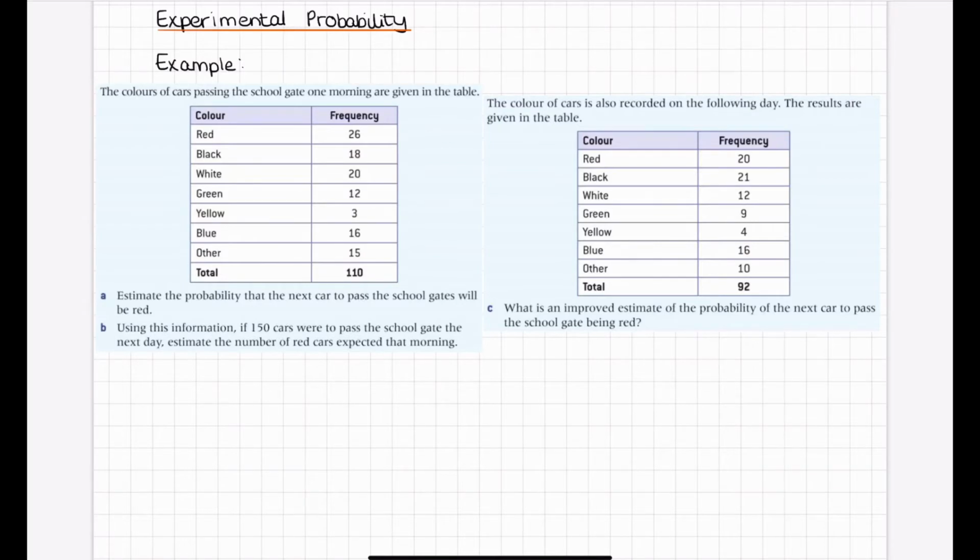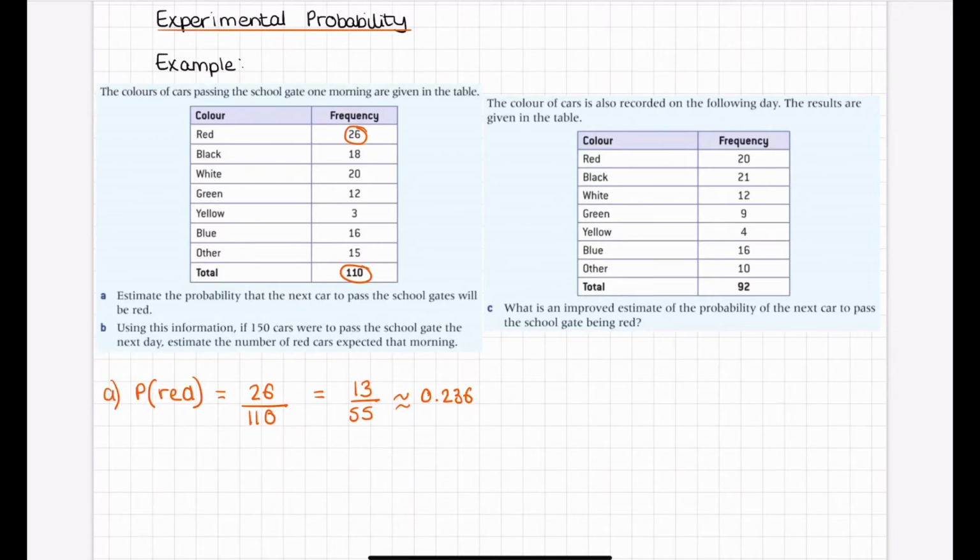So the first thing we're going to do, we're going to estimate the probability that the next car to pass the school will be red. So we want the probability of the car being red, which if we look at this table, we have 26 red cars, so it's 26 out of our total, which is 110. Then we can simplify that down to 13 over 55, and if you want to write that as a decimal, it is approximately 0.236. With probability, you can leave your answer as a fraction, that's fine.